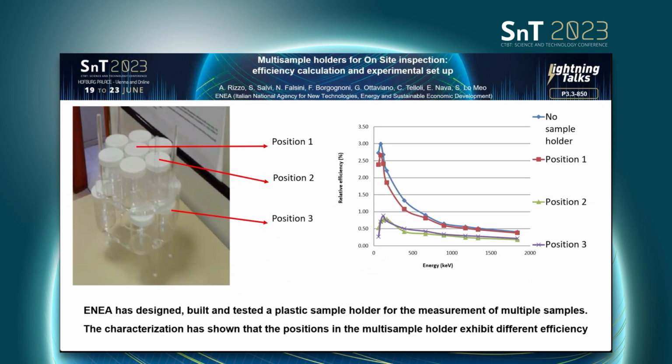Good morning to everyone. After an on-site inspection, usually a large number of samples have to be measured. In the radiometry and noble gas laboratory at the NEA Research Center in Bologna, Italy, we have developed a new multi-sample holder with 13 positions that allows to analyze several samples at the same time. The samples can be grouped together by same homogeneous composition or, for example, same provenance. And we have calculated the efficiency of the radio gamma detector for a sample placed in different positions. Thank you.